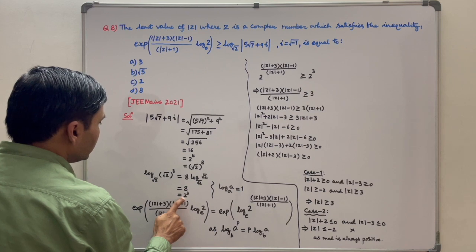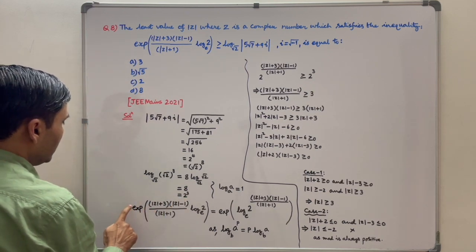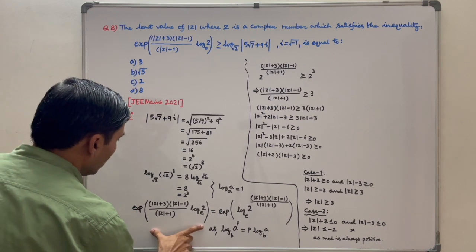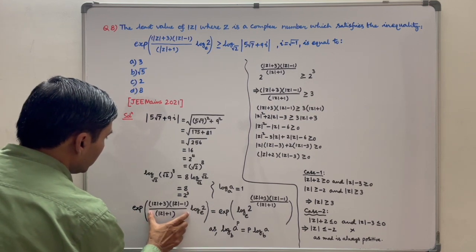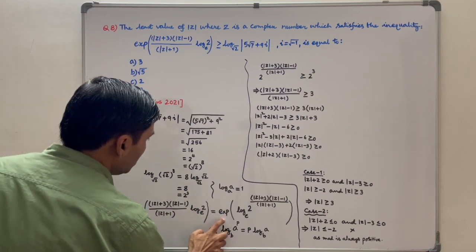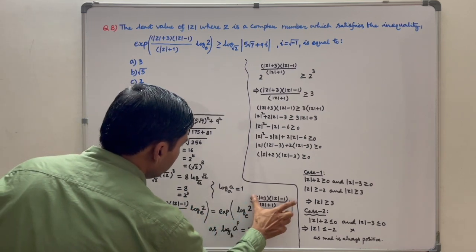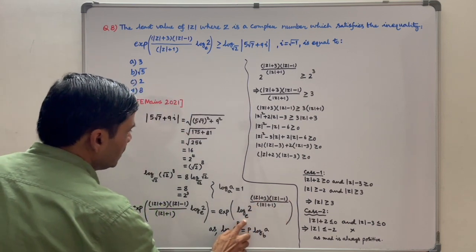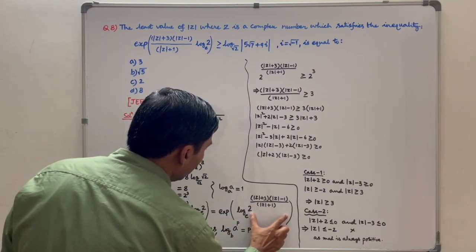So right hand side is simplified as 2 to power 3. Now let us see left hand side. Exponent of this whole. Now this can be shifted as power of 2. So this whole can be written as exponent of log 2 to power this to the base e, which is equal to 2 to power this whole.